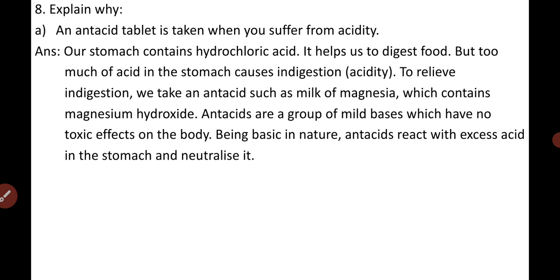You know that acids react with bases, so the acid will cancel the effect of the base, and the base will cancel the effect of the excess acid. They will neutralize the effect of each other. In this way the excess of acid can be neutralized, and the person who is suffering from indigestion and acidity can get relief. Clear? So this is the answer of question number 8A.